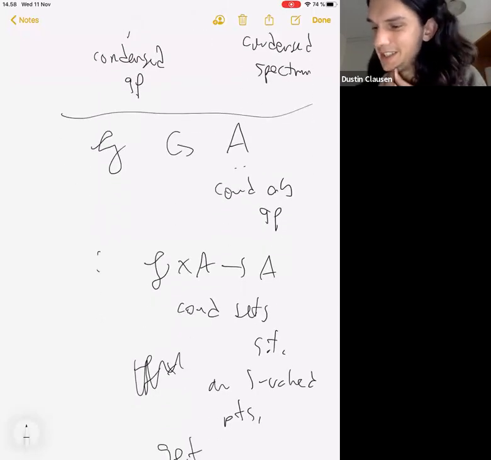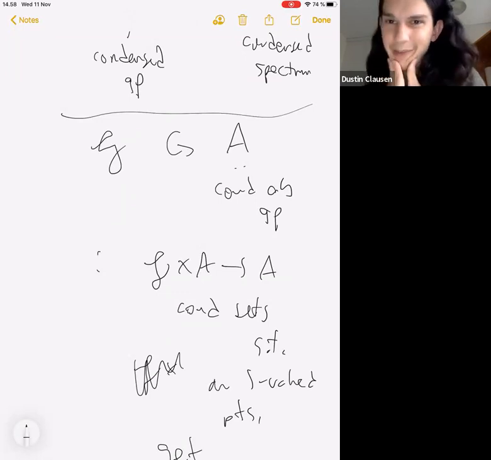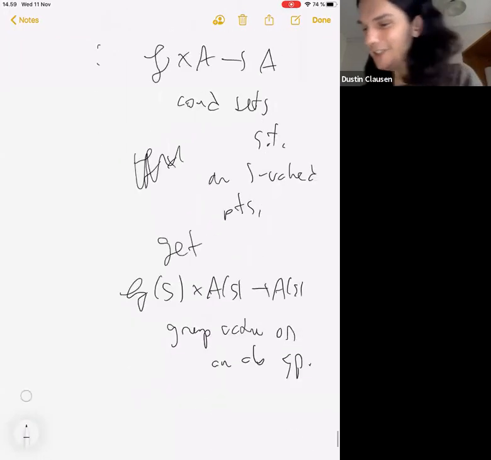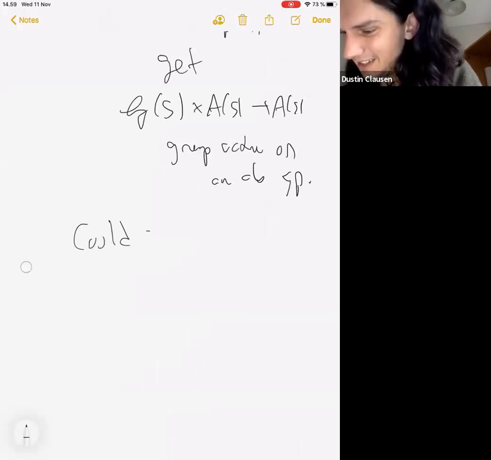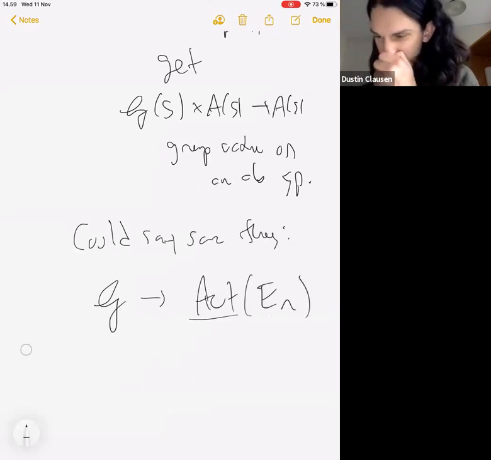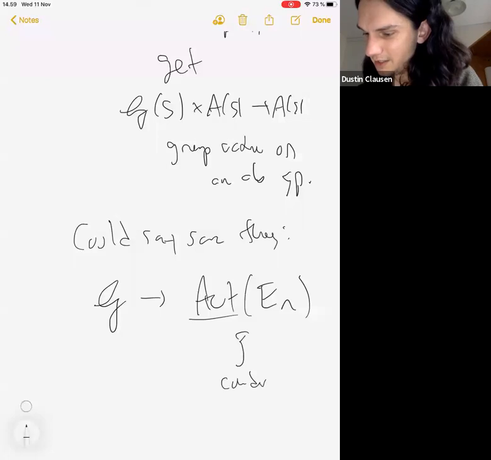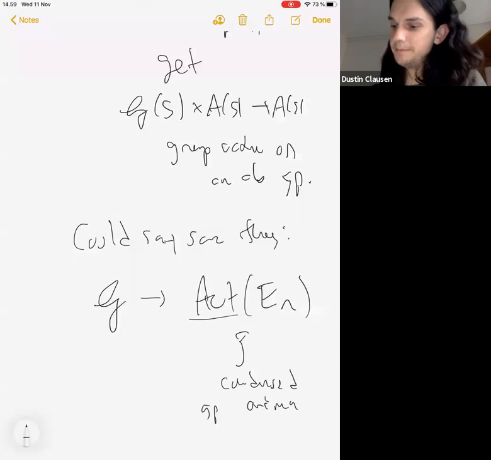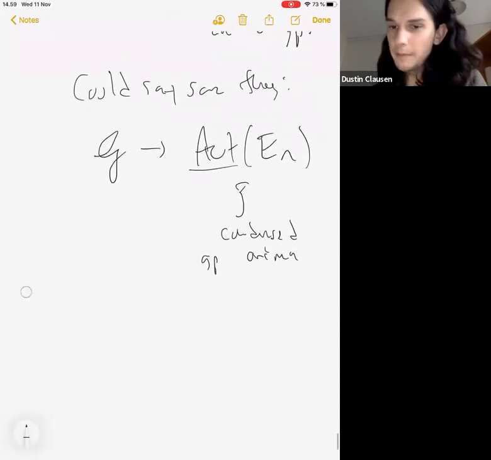Okay, if you're doing condensed spectra, then maybe you don't quite know how to, well, I suppose you could do the same thing now that I think about it. Some of this didn't occur to me when I was preparing it. Well, okay, you could say the same thing. So for example, you could say G maps to, you can look at the automorphisms of the condensed ring spectrum or something like that. So that'll be represented by a condensed anima, group anima. And then you could just ask for a map of group anima from G to that. But I think it pays to take a different perspective.